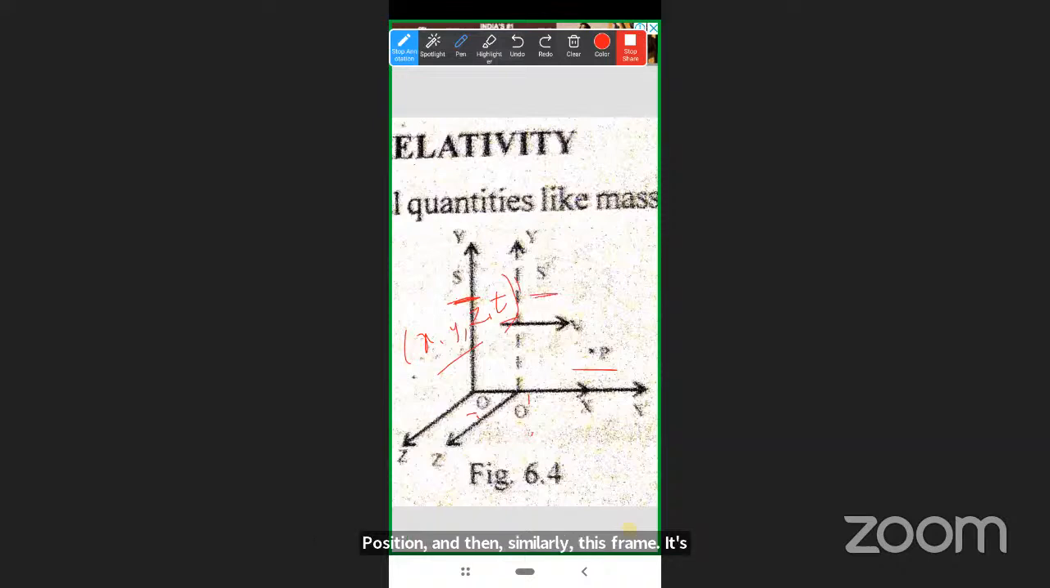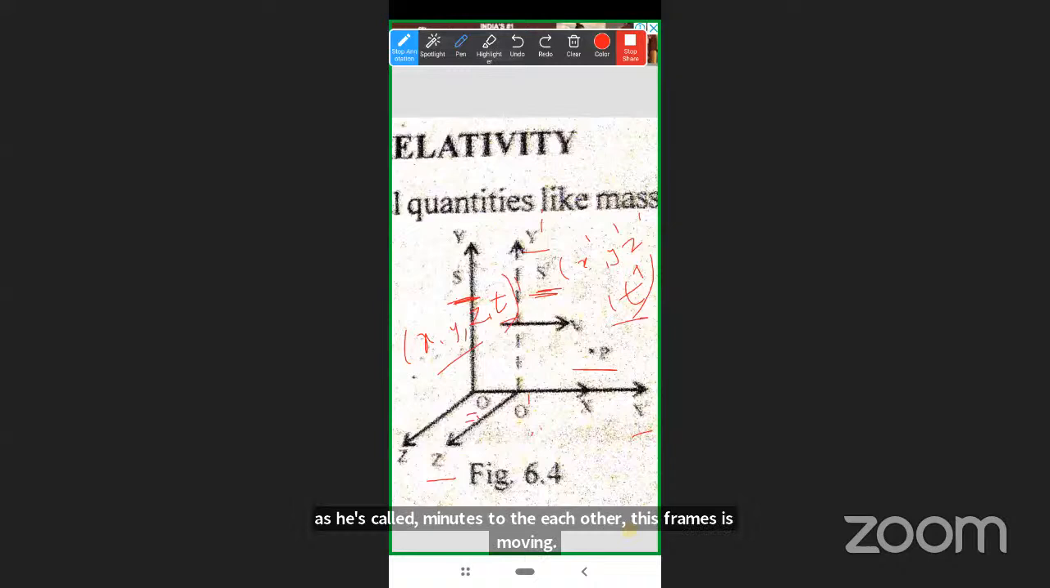Similarly, for the S dash frame, what are the coordinates? x dash, y dash, z dash, and t dash. These are the coordinates of the S dash frame. Let us consider t equal to 0 and t dash equal to 0. Then at this moment both origins O and O dash coincide with each other. The S dash frame moves a distance vt after t seconds.